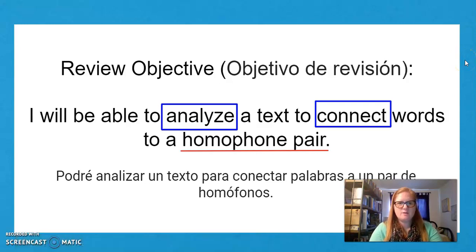Welcome to English Language Arts. Here's our objective for today. I will be able to analyze a text to connect words to a homophone pair.